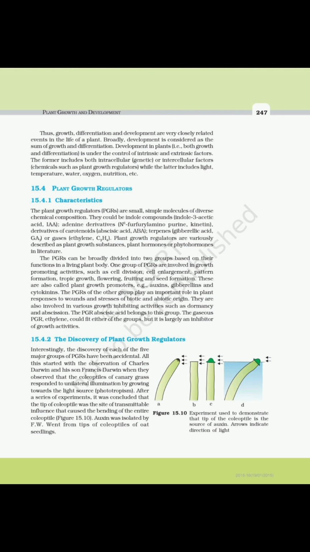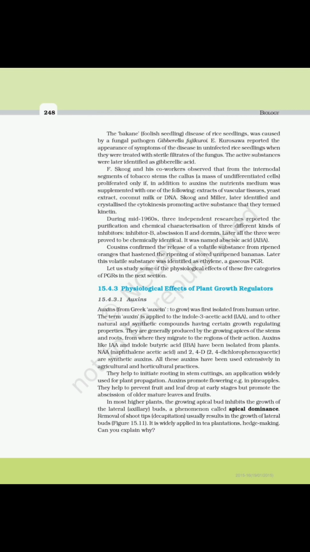Figure 15.10. Auxin was isolated by F.W. Went from tips of coleoptiles of oat seedlings. The bakanae, foolish seedling, disease of rice seedlings was caused by a fungal pathogen, Gibberella fujikuroi. E. Kurosawa reported the appearance of symptoms of the disease in uninfected rice seedlings when they were treated with sterile filtrates of the fungus. The active substances were later identified as gibberellic acid.